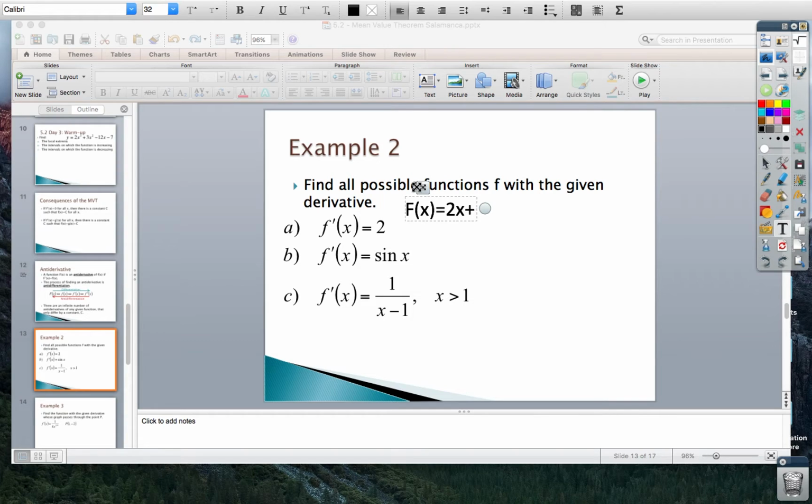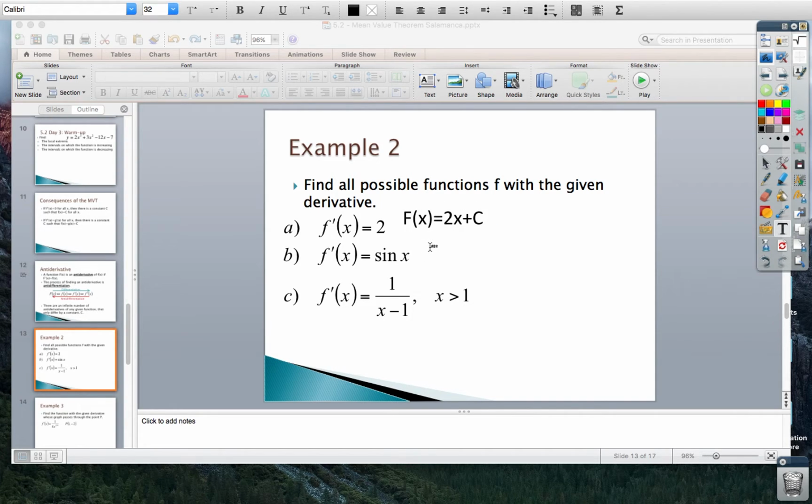So does 2x plus 3. So does 2x plus 4. And to take care of that, you'll notice that all of these numbers that I'm adding or subtracting are all constants. So what we do is we write f of x equals 2x plus c. So anytime we have a general antiderivative, we always add a plus c to the end.